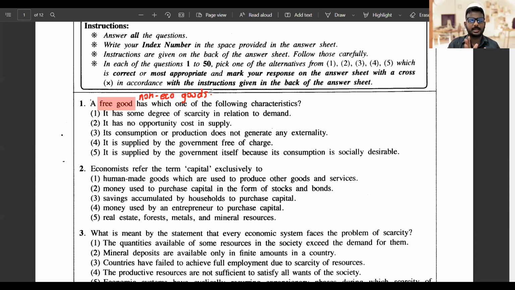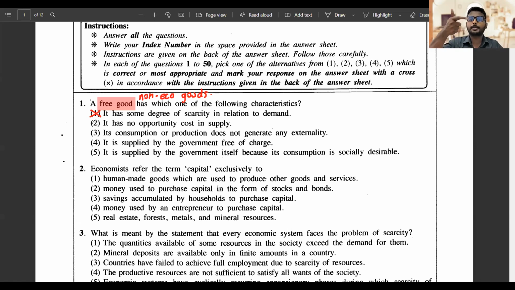So now look at the answers. You look at the first one, it has some degree of scarcity in relation to demand. No, that's out. Why? Because we know non-economic goods, free goods are non-scarce. They are not scarce at all. First answer says it has some degree of scarcity, so that's out.